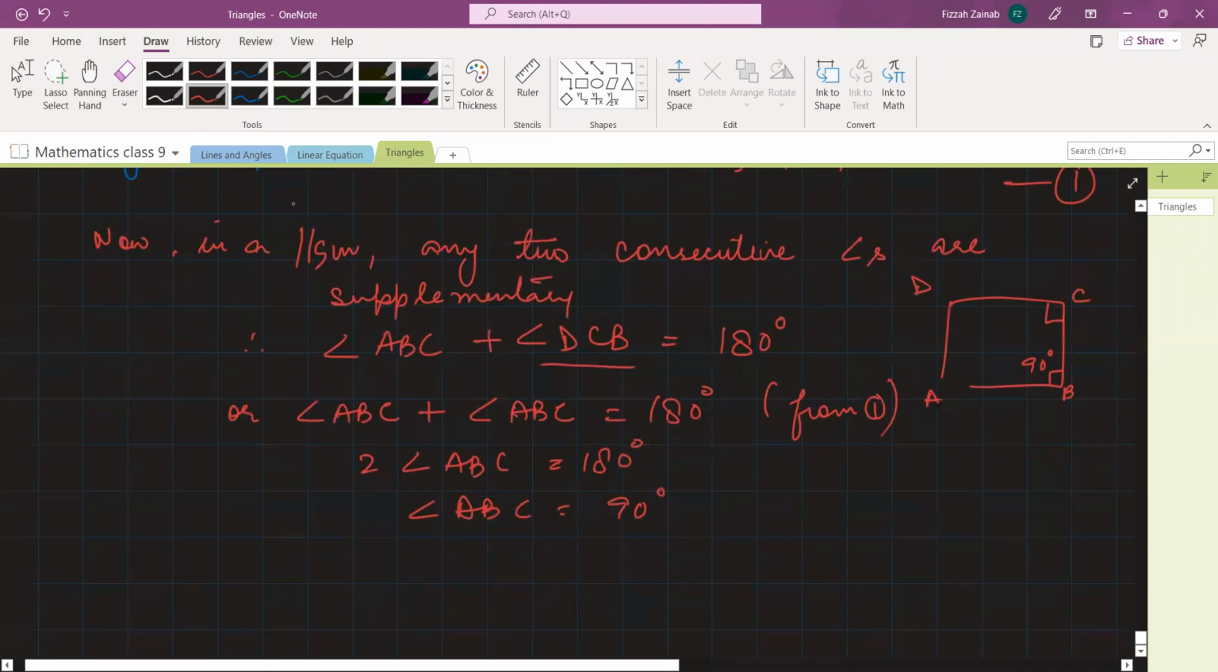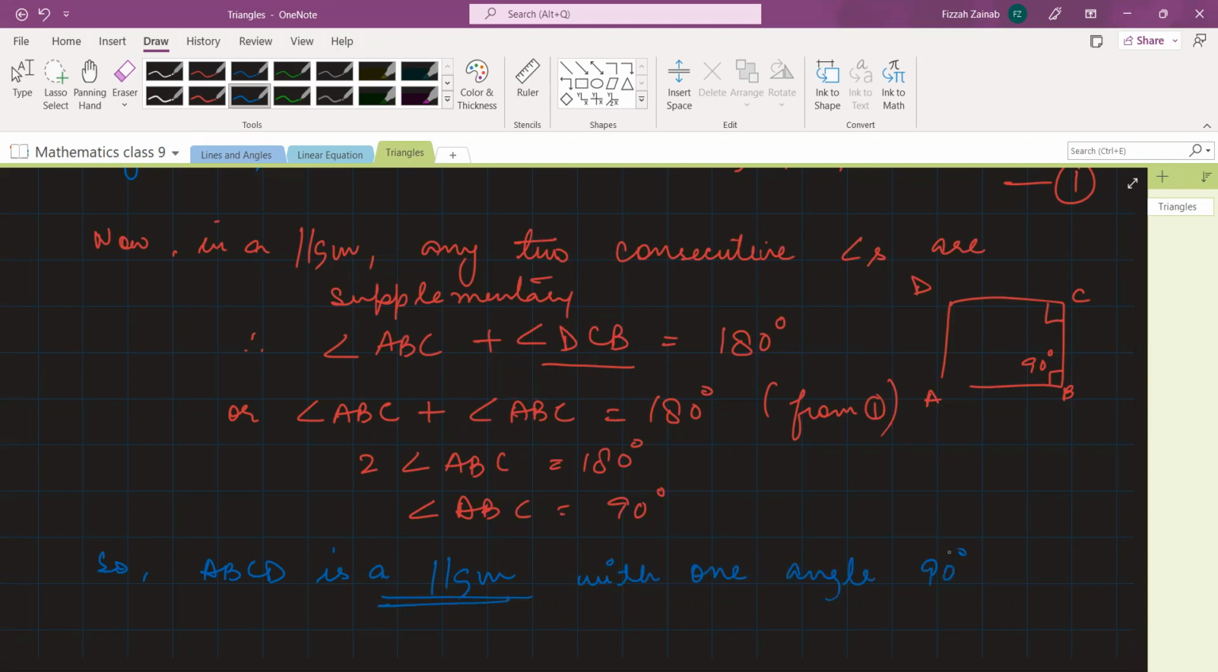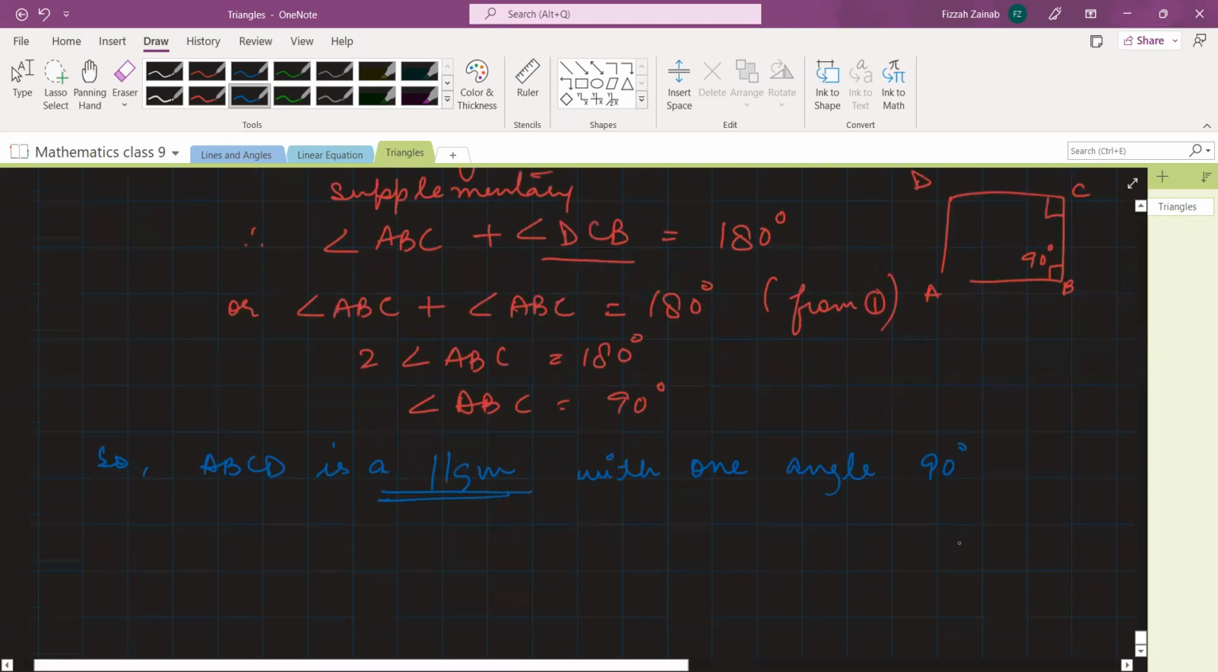Right? So I can conclude. So now we can say that ABCD is a parallelogram, which is already given. It's a parallelogram with one angle 90 degrees, right? So therefore it is a rectangle. Therefore, ABCD is a rectangle, correct?